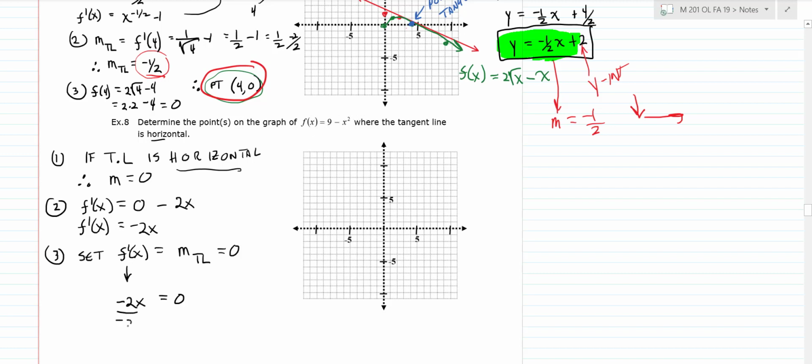So that's easy to solve. You divide both sides by negative 2. So x equals 0 is where this happens. Okay, so that's the answer.